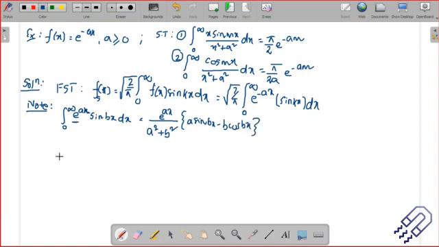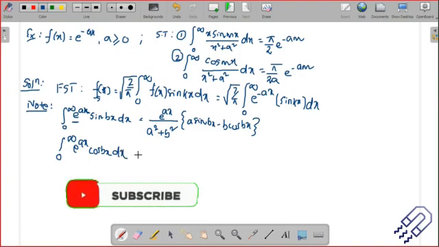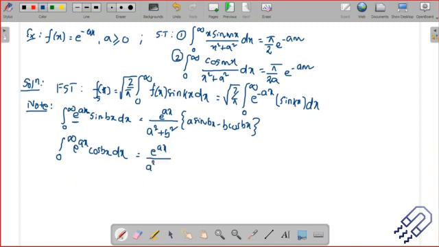So this is one result that you should remember, and one more is the integral from 0 to infinity of e to the power ax cos of bx dx. So this is again e to the power ax divided by a square plus b square into a cos bx plus b sine bx. Okay, so these are some important results that we should actually remember, and we'll be using this result to actually solve this particular problem.